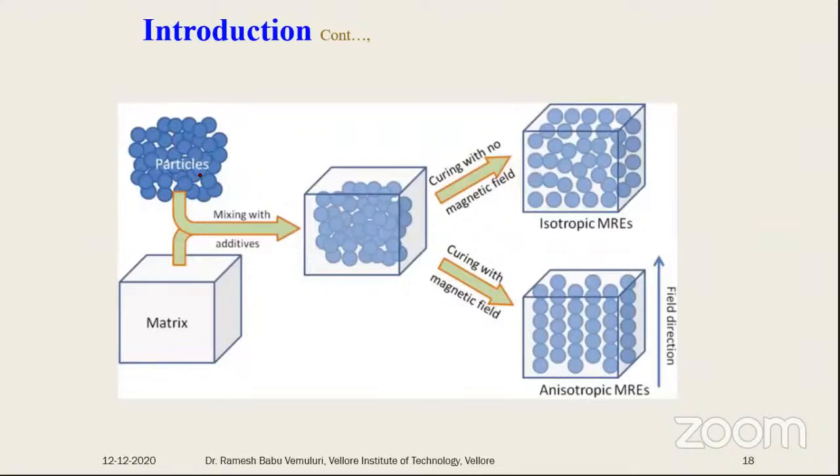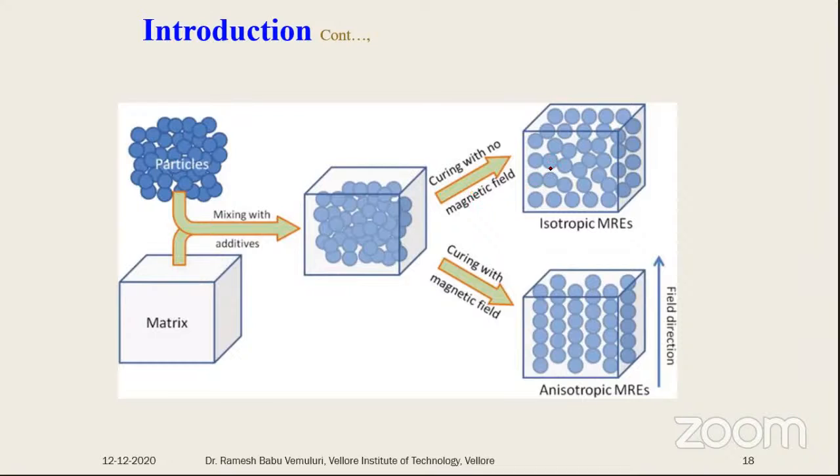So these are particles, and we can have a matrix. If you take these as a magnetorheological elastomer, this matrix will be a rubber elastomer. Or in the case of a magnetorheological fluid, it will be a fluid. So this fluid and the iron particles will be mixed with some additives based on the requirement, and then curing with no magnetic field.